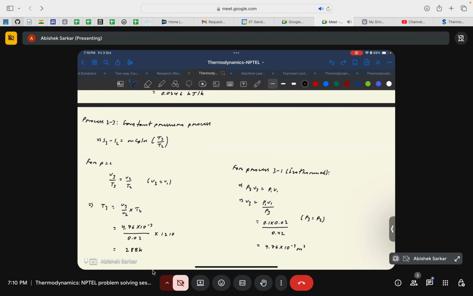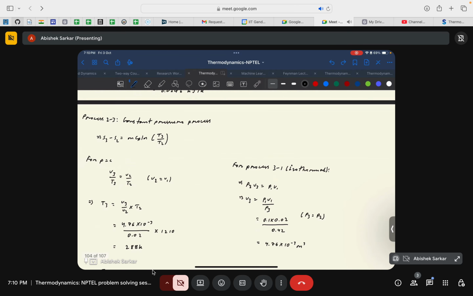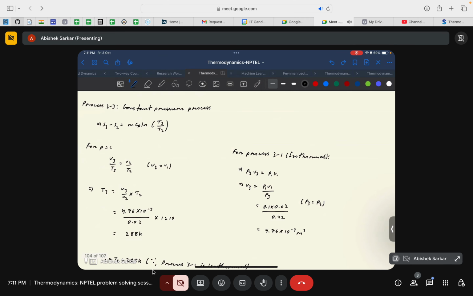Now we get T3 would be equal to V3 by V2 times T2. Since V2 would be equal to V1, because process 1 to 2 was a constant volume process, we'll have, yeah, for that we have to find V3 as well. So let's find V3. I skipped that part. Sorry for that confusion.